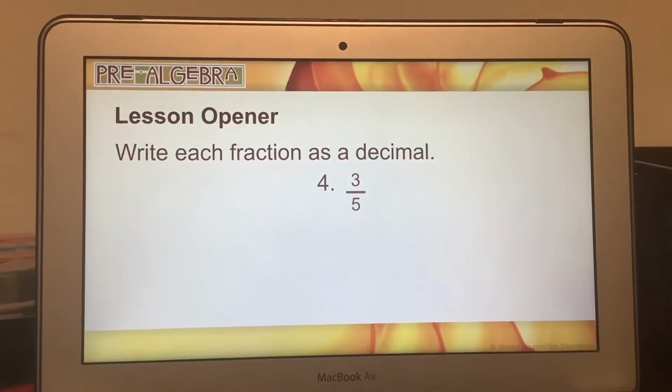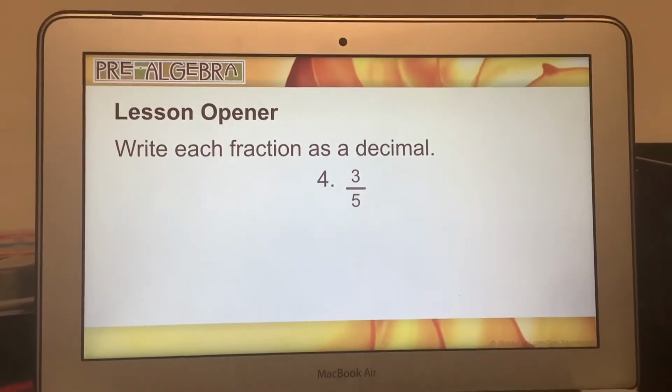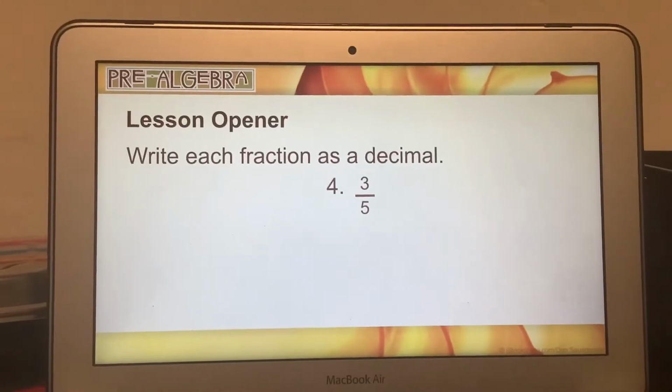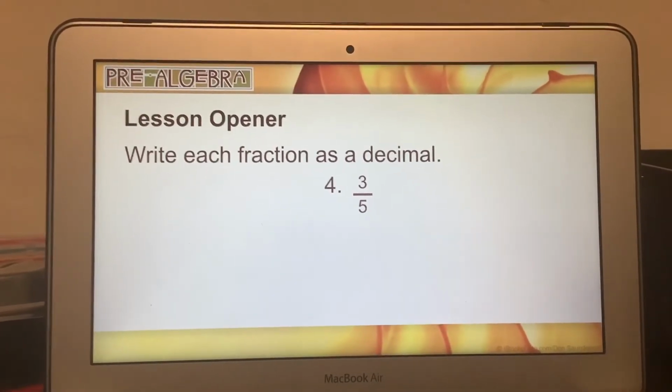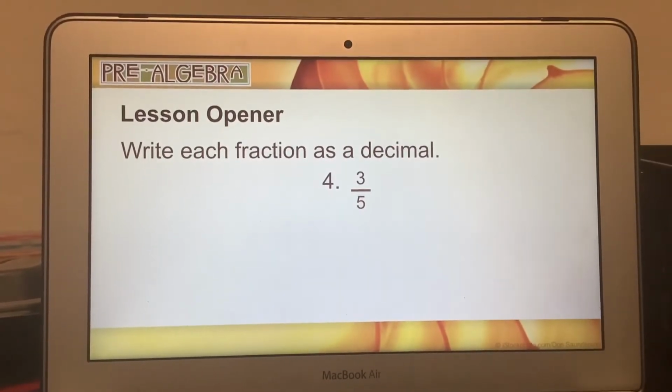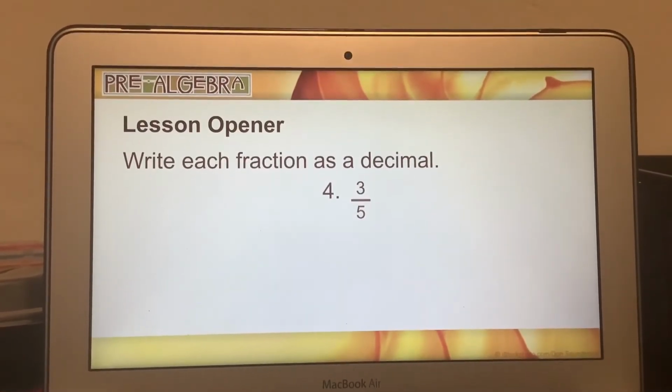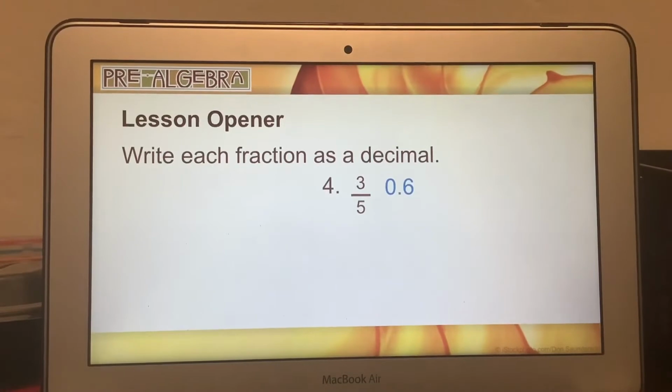Now, let's say that we have the fraction 3/5, and we want to convert this into a decimal. How would we do that? We would take 3 divided by 5, and then you would get 0.6.